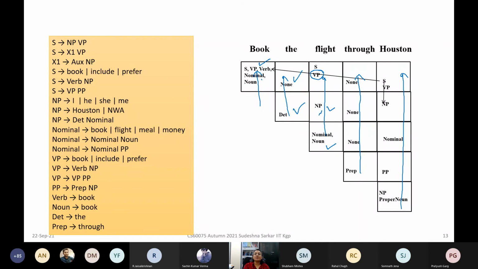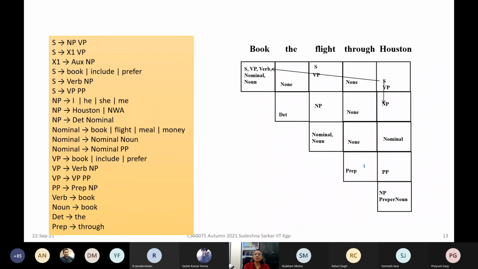We also have S here. Why do we have S here? Can you tell me why we have S here? Verb and noun phrase, because S points to verb and noun phrase as well. So we have a verb and noun phrase, so we also put S here. Okay. So we have now filled up these first three columns. And then we come to the fourth column.